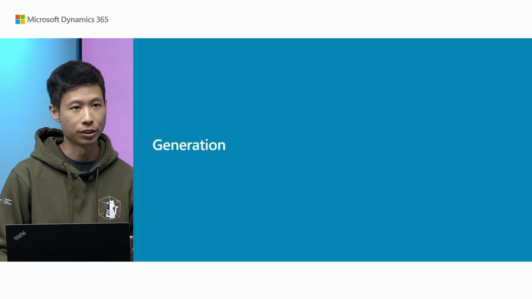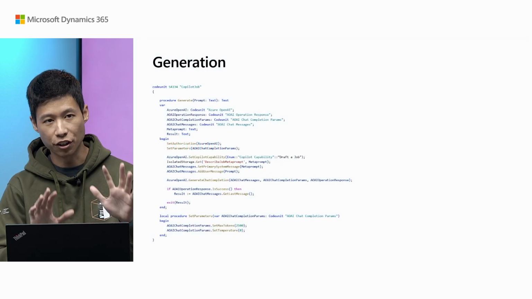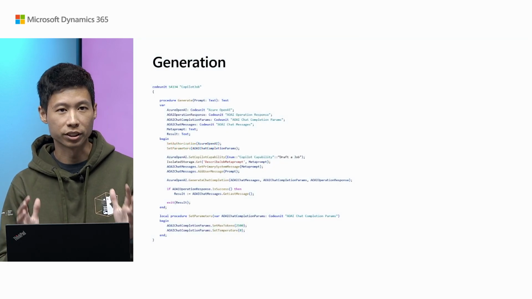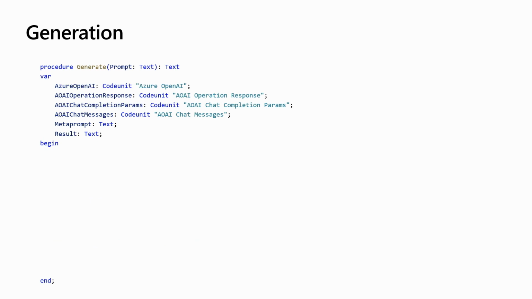So now let's go into generation. This is a very brief view of what the generation code looks like in a minimalistic form. But let's go into what that code actually is. So here's the generate code. I had already mentioned setting your authorization.